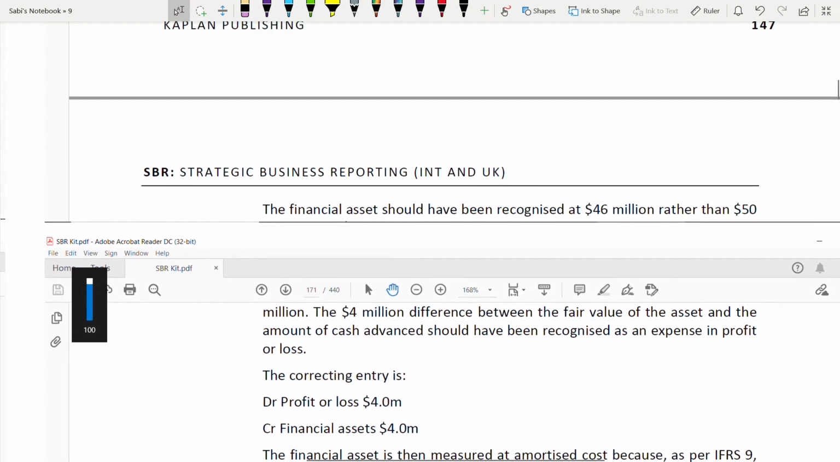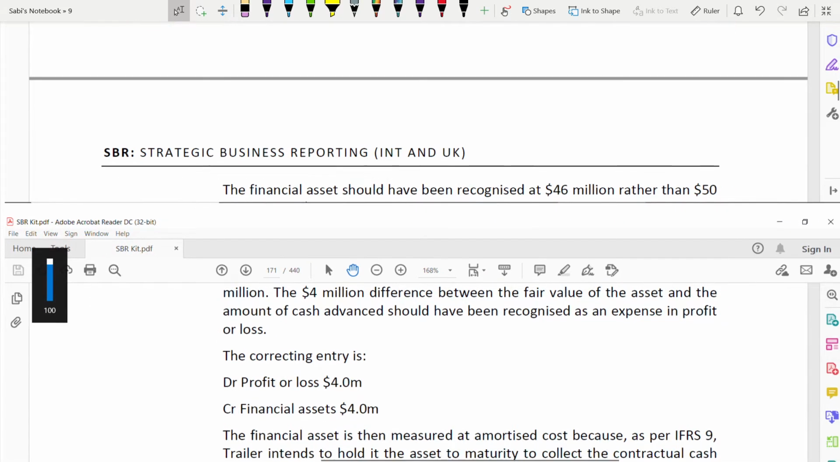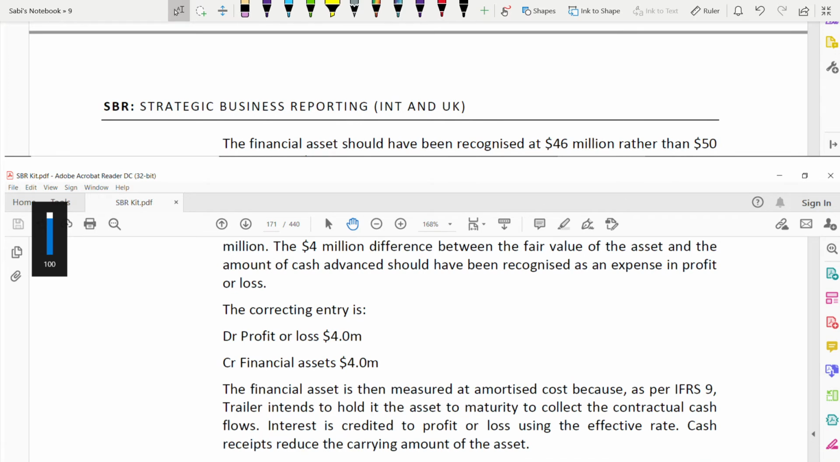So now you're done with the calculation. Now what? Write it in sentence form. Very simple. The financial asset should be recognized at 46 million rather than 50. You need to write this. Not 50. 46 is the fair value we just found. Stop here? What is the next thing? Don't stop with it. It's not enough.